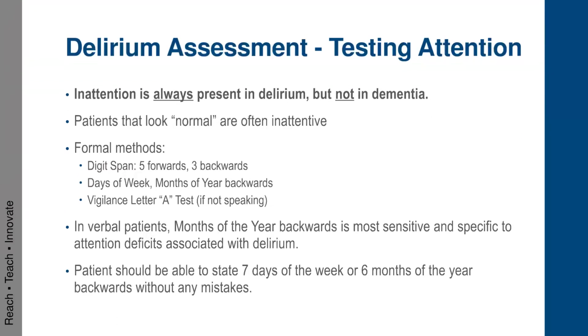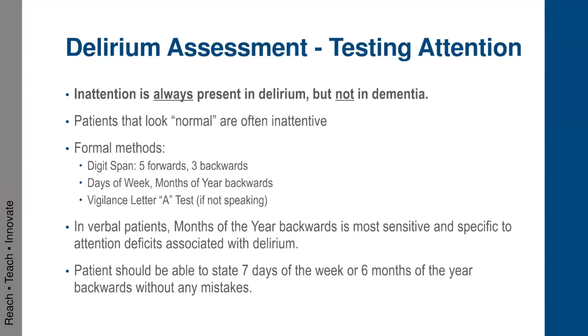Testing attention is a critical issue in delirium assessment. Inattention is always present in delirium, but not in dementia. Patients that look normal are often inattentive when we test them. As I mentioned, you may try having your patient state the months of the year backwards or the days of the week backwards. Digit span is also a popular test of attention, asking the patient to repeat 5 random numbers forward that you give them and 3 backwards.